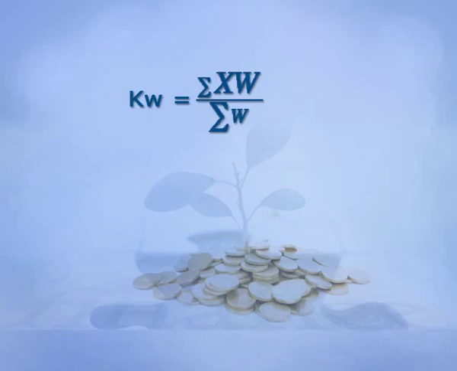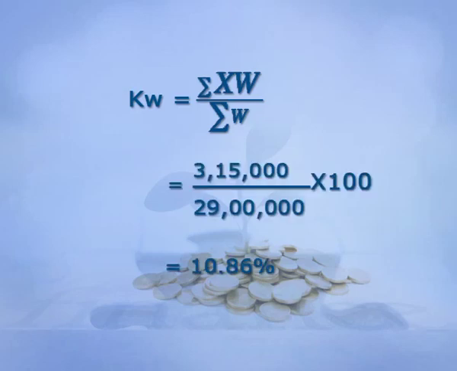Weighted average cost of capital KW is equal to summation XW divided by summation W. So, it is equal to 3,15,000 divided by 29 lakhs, multiplied by 100, and the answer is 10.86%.